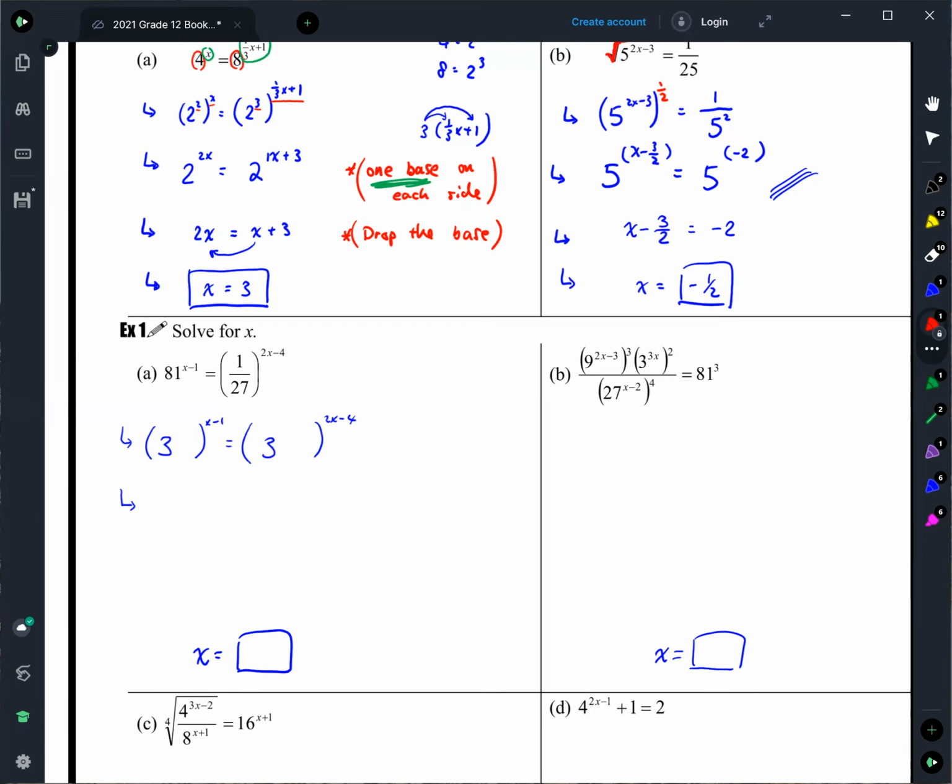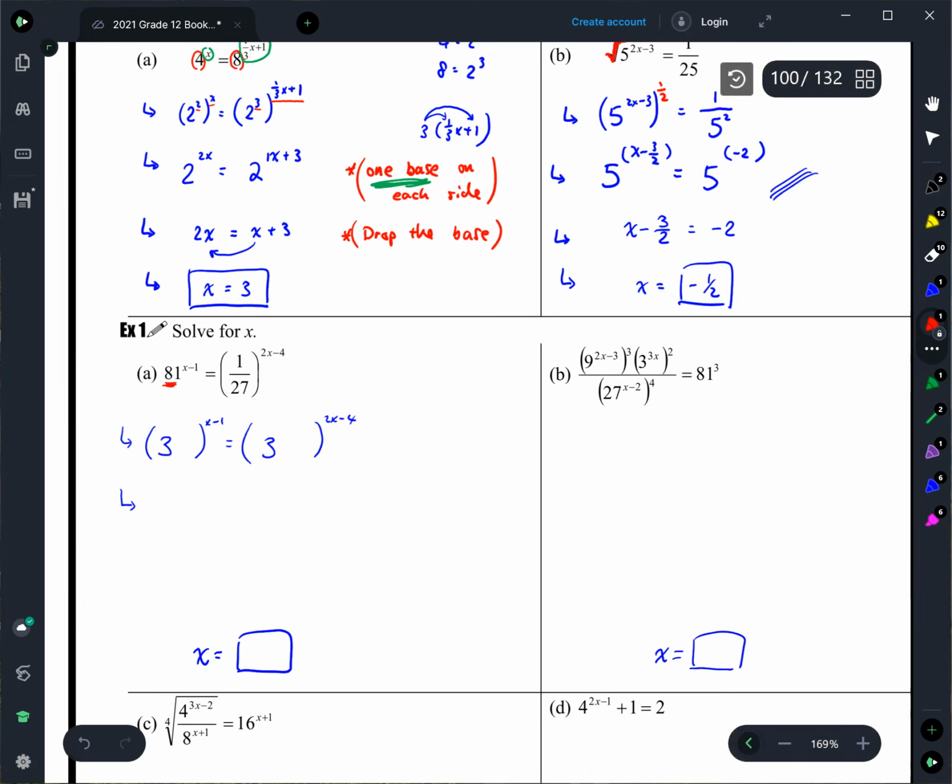Marcus, what's inside the left bracket? 3 to the what? It is x minus 1. Yeah, x minus 1 is on the outside, but we changed the 81, right? 81 into base of 3. What's that equal? What is it, 9? Wait, 9 to the 9 is 81. Wait.